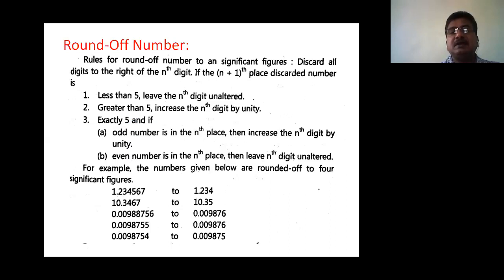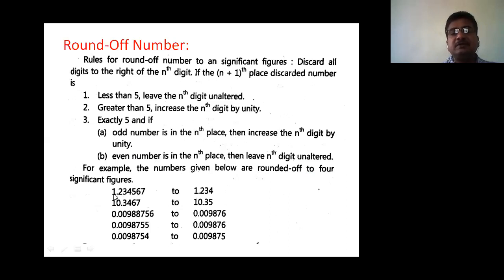Okay? That is, if the n plus 1th digit is exactly 5, then there are two rules. If the previous digit is odd, then increase it by 1. And if the previous digit is even, then the digit remains as it is. Okay? So, the application of these rules in these examples. So the question is what? Round up the following numbers up to 4 significant figures.